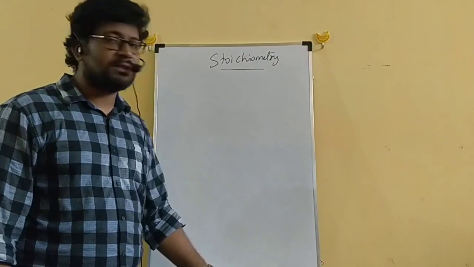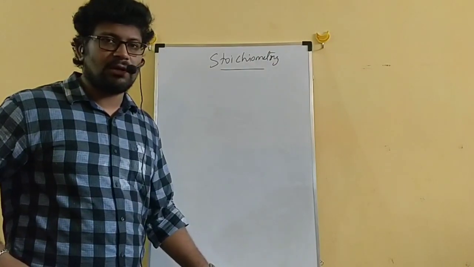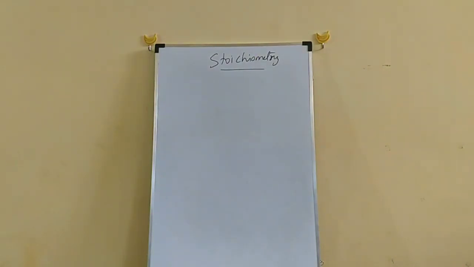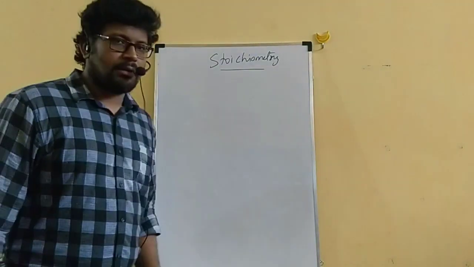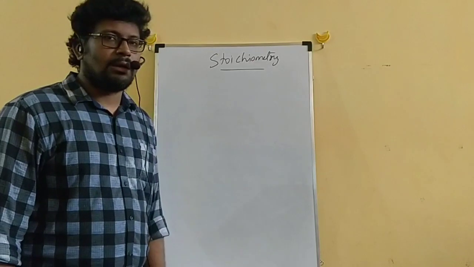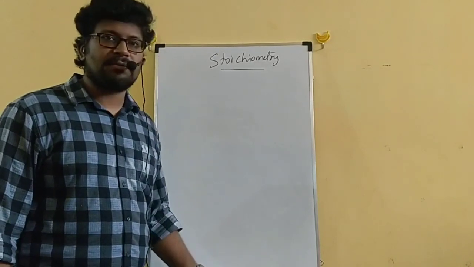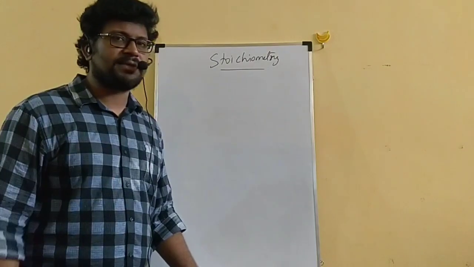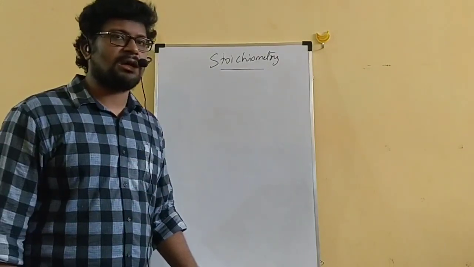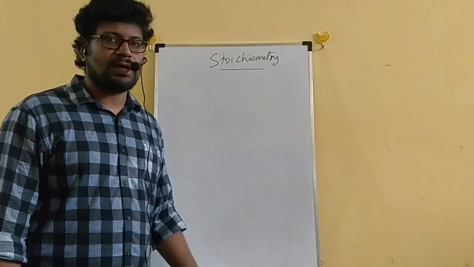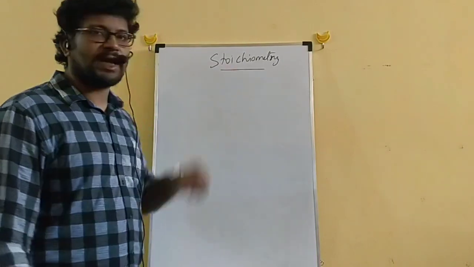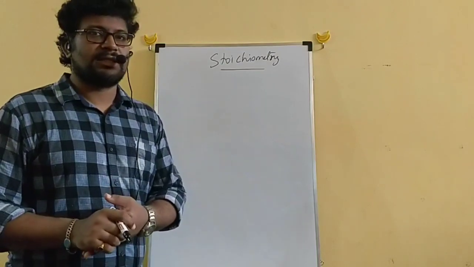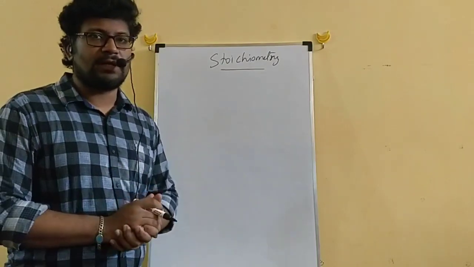Now, coming to this 11th class, first chapter we have some basic concepts of chemistry. The whole thing is called mole concept. That is the first part of stoichiometry. After that mole concept, stoichiometry calculations. That is coming under the second part of stoichiometry.